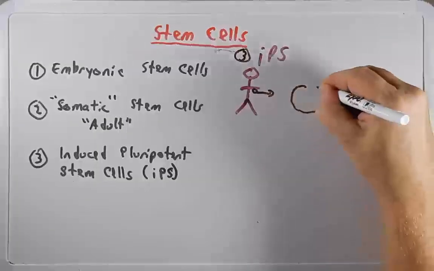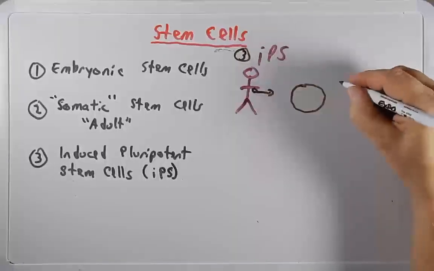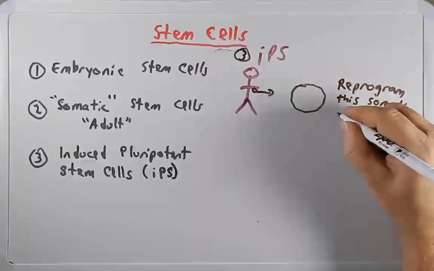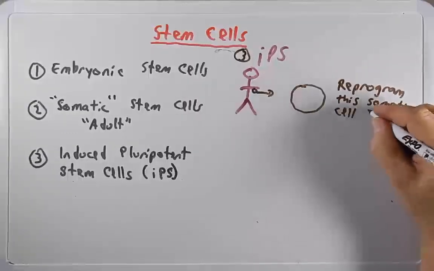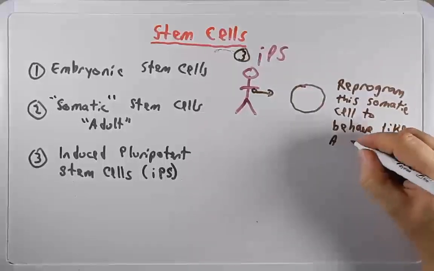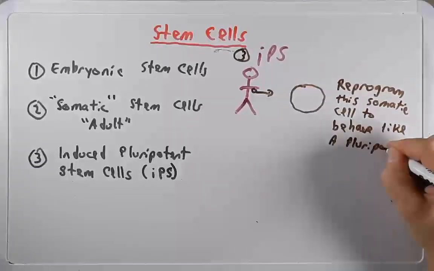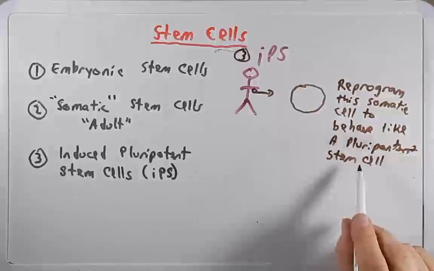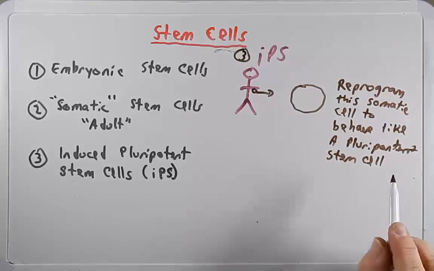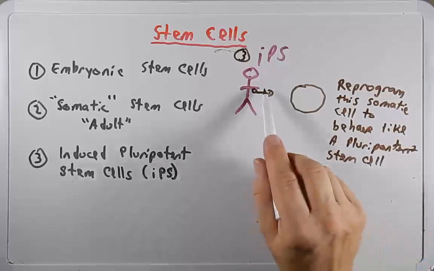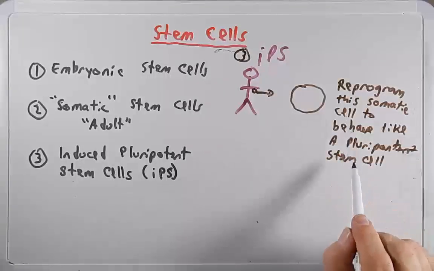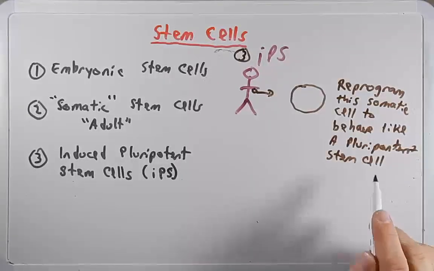So here's that cell from that individual, and we can reprogram this somatic cell to behave like a pluripotent stem cell. So remember, a type of pluripotent stem cell is an embryonic stem cell. And all we've done here is take any old body cell and have changed the way genes are expressed in it to make it think, so to speak, that it's a stem cell.